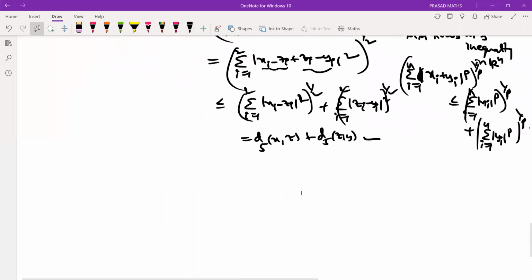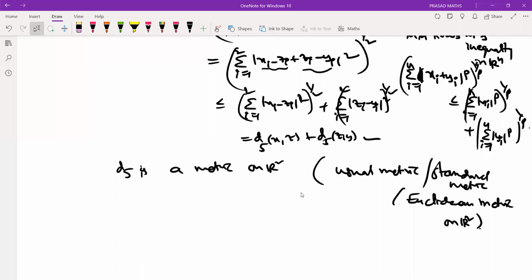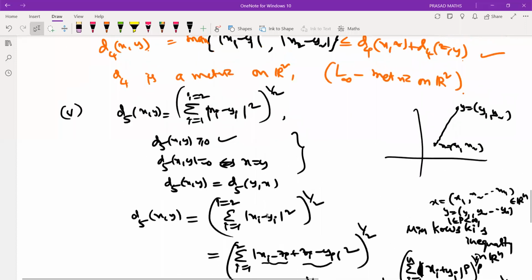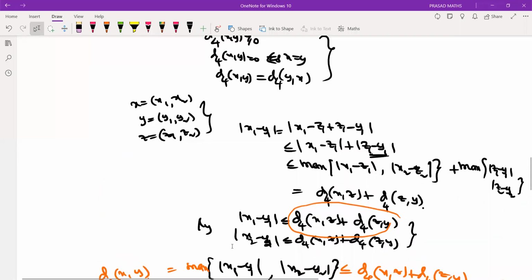This is exactly the Euclidean metric or usual metric on R2. This metric is actually the usual metric, or standard metric, or Euclidean metric, because Euclidean distance is there on R2. Similarly, you can extend the idea to R power n also. So this is about R power 2, and you can extend this idea to R power n.